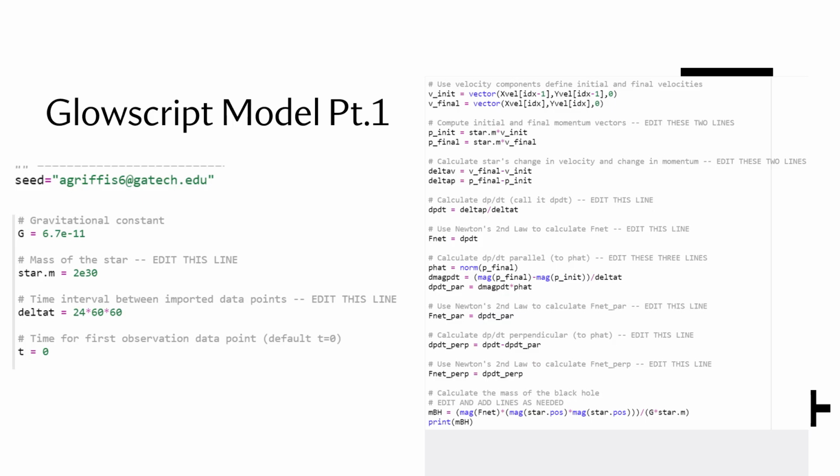So here is my GlowScript model for part 1 of this lab. On the left here, I set the seed and the initial constants for this lab, which is changing the mass of the star and changing delta t. And then on the right here, there are some computational steps that I had to go through to calculate the mass of the black hole. The mass of the black hole is calculated using this equation at the bottom here, which is rearranging the force of gravitation equation that I showed in the earlier slide.